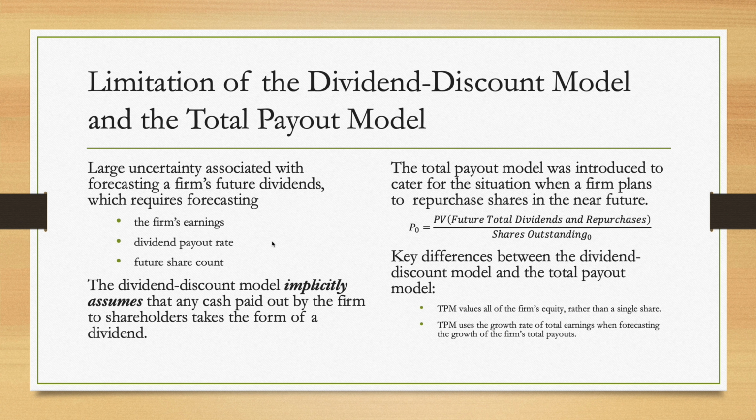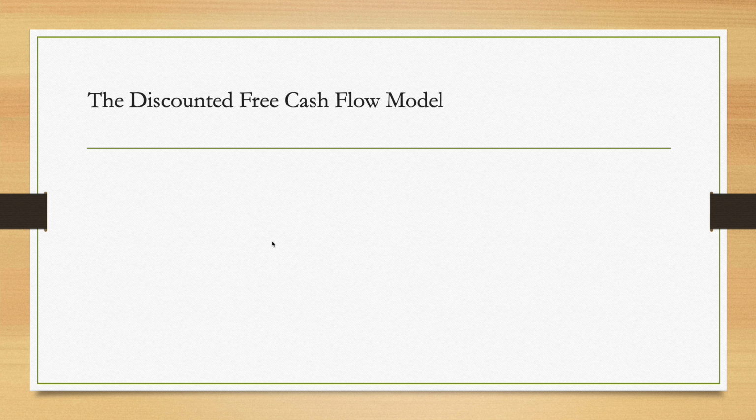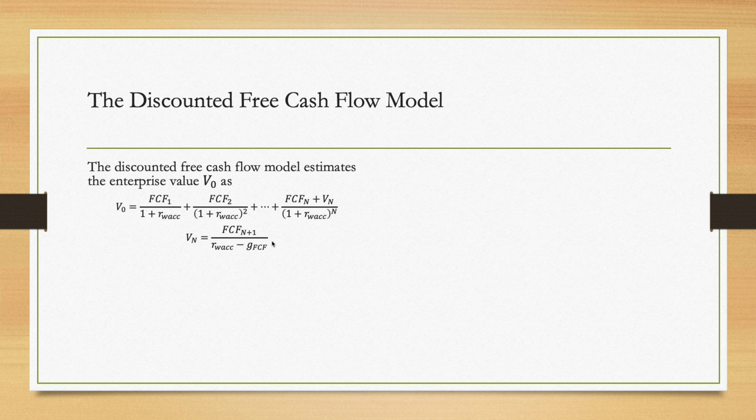firm's total payouts. The discounted free cash flow model estimates the enterprise value from the forecasted free cash flow. The enterprise value is the value of the firm's underlying business, unencumbered by debt and separate from any cash or marketable securities. Since the free cash flow is the cash generated by the firm that is available to pay all investors, both debt and equity holders, the discount factor used in the calculation is the weighted average cost of capital.